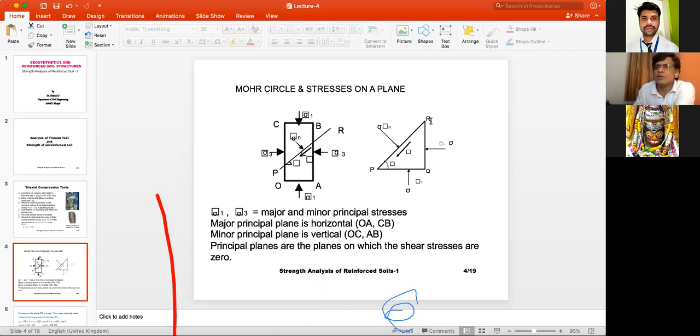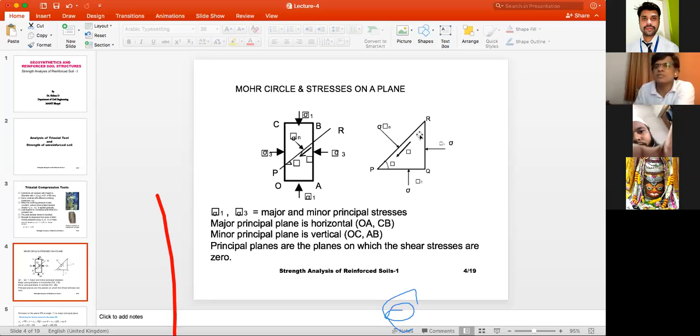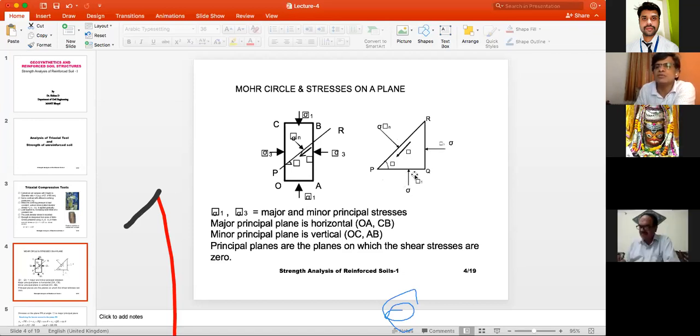So here, PR is the failure envelope. On this failure envelope, let us see what forces are acting. One force is acting normal to the failure envelope, that is sigma n, the normal stress, and another force is acting along the failure envelope downwards, that is tau, the shear stress. On QR, sorry, QR is the minor principal plane. On this, sigma 3 is going to be acting, and PQ is the major principal plane. On it, sigma 1 is going to be acting.